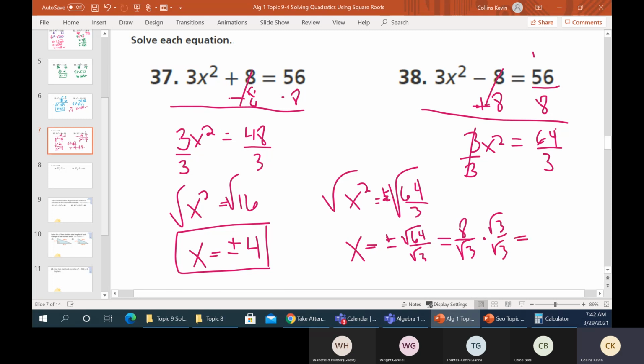So when you multiply together, we get 8 times the square root of 3. And the square root of 3 times the square root of 3 is the square root of 9. But the square root of 9 is just 3, right? So you could write it like this. And then again, plus or minus. So that one's pretty funky.